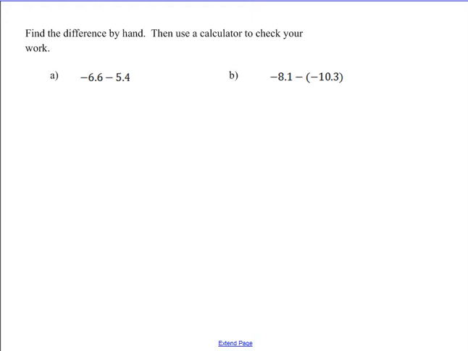Find the difference by hand, then use a calculator to check your work. So let's see what we can do with this problem. We're still being asked to subtract, so we're going to be using that same idea of, instead of subtracting, we're going to add the opposite.